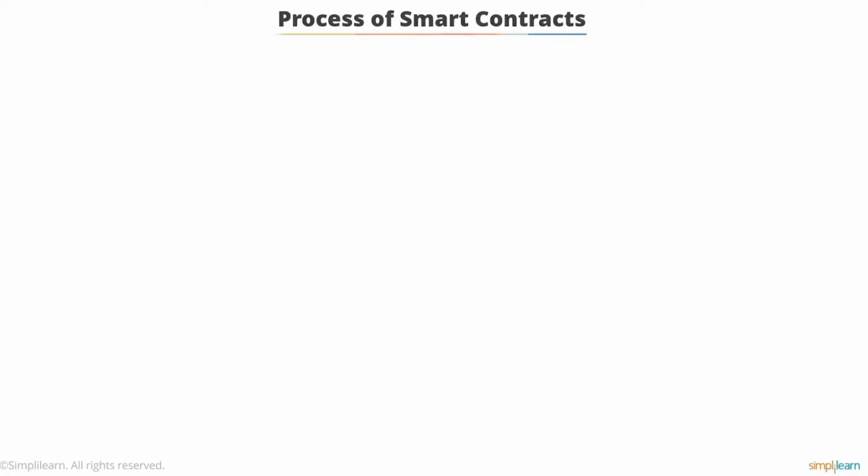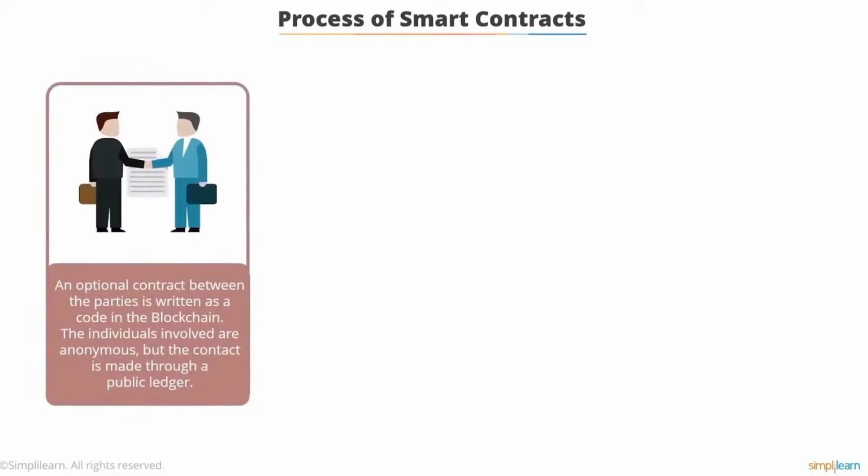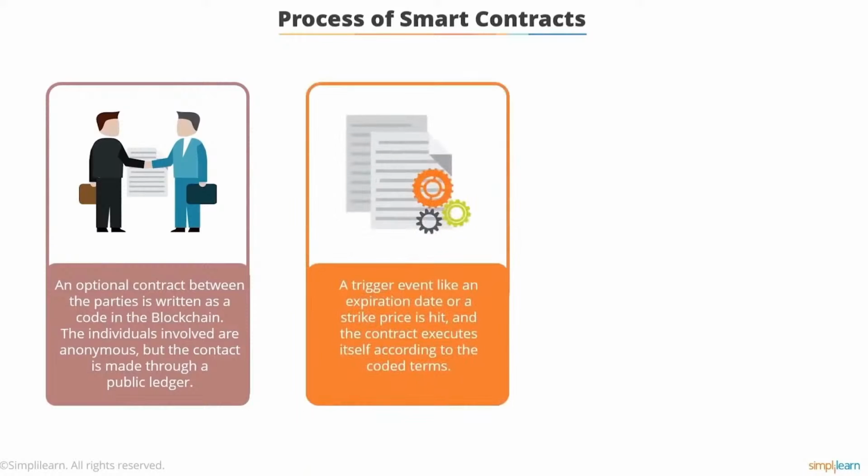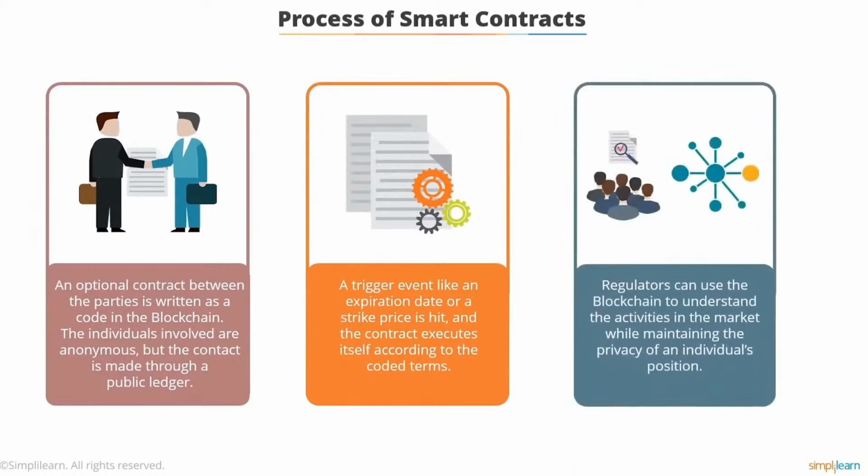Process of smart contracts. In this slide, we will understand how the smart contract works. First, an optional contract between the parties is written as a code into the blockchain. The individuals involved are anonymous, but the contract is made through a public ledger. Then, a trigger event like an expiration date or a strike price is hit, and the contract executes itself according to the coded terms. Next, regulators can use the blockchain to understand the activities in the market while maintaining the privacy of an individual's position.